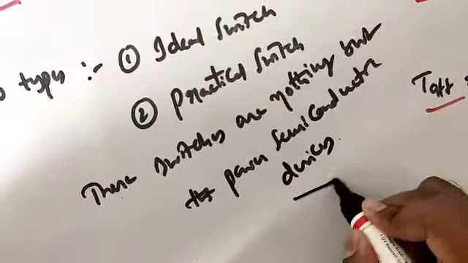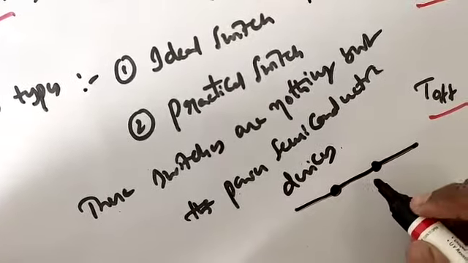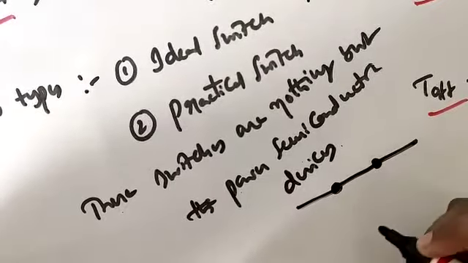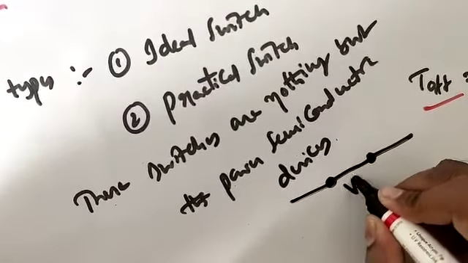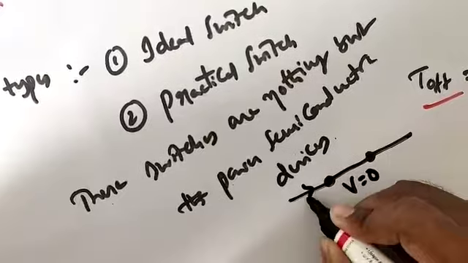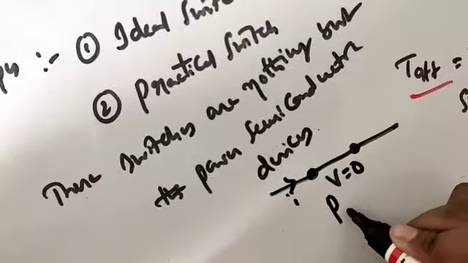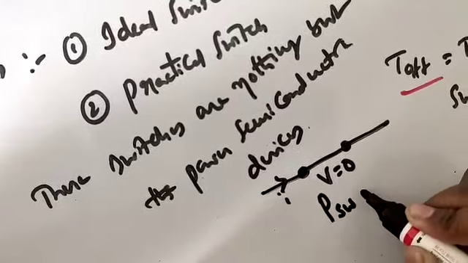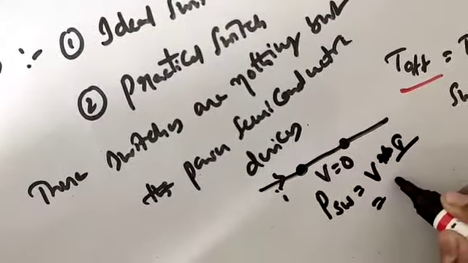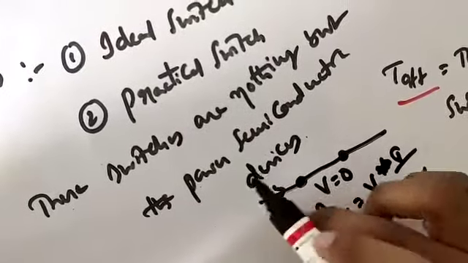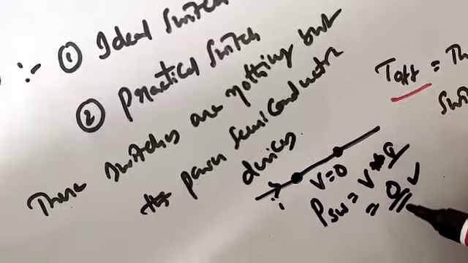Now coming to this particular operation. When the switch is closed, that is in on position, the drop across the switch will be equal to zero, and there is some current flowing. So what is the total power loss? The total power loss in the switch is equal to V times I. As V is zero, power loss will be zero. So for an ideal switch, power loss will be equal to zero.